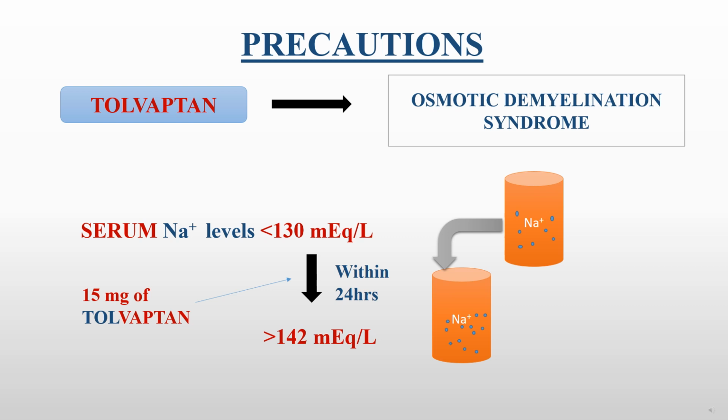So when a low dose of tolvaptan, 15 mg, is administered, the serum sodium level may increase. Suppose it elevates above 140 milliequivalents per liter within 24 hours. Now we can observe that there are more sodium molecules within the serum, which increases the osmolarity. So the neurons supplying the brain are going to be demyelinated, resulting in osmotic demyelination syndrome.